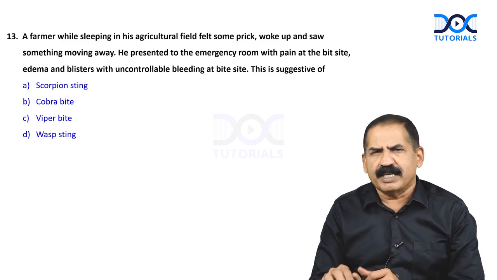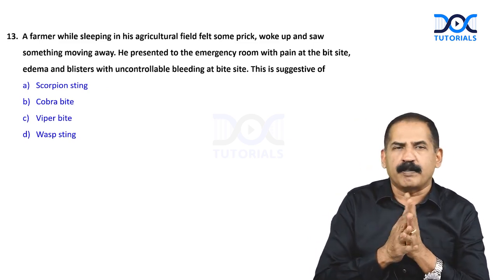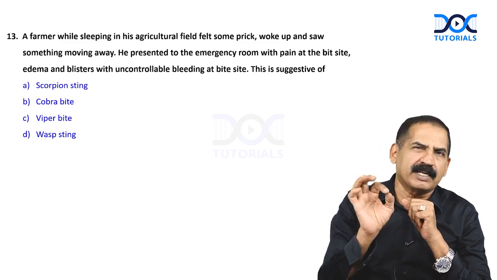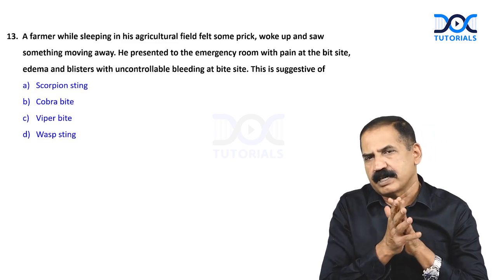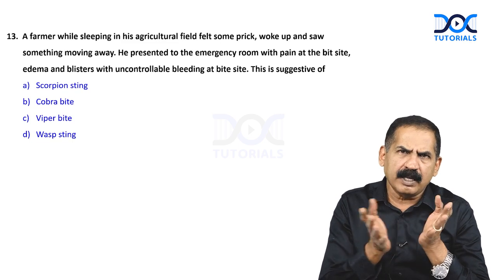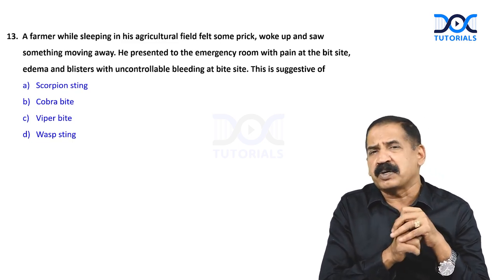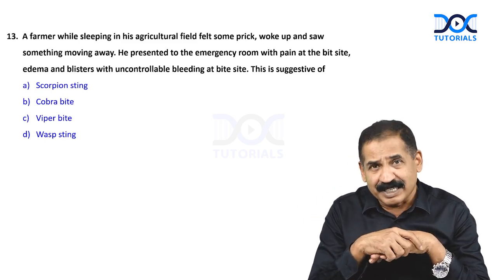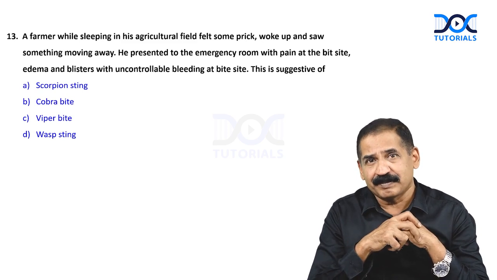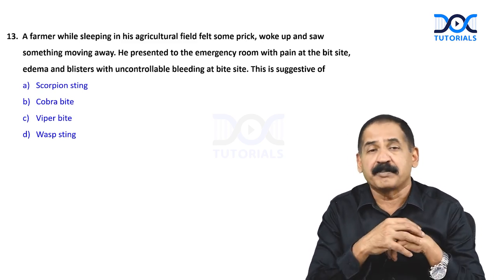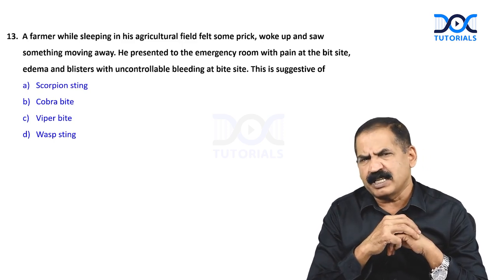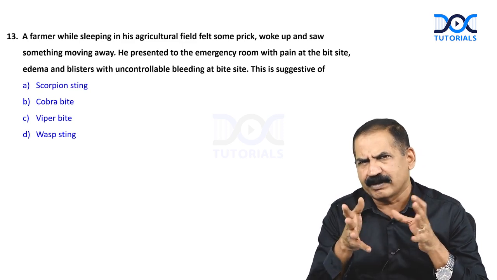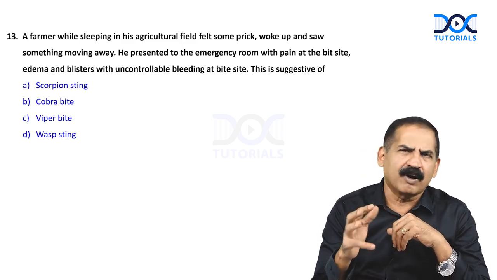A farmer while sleeping in his agricultural field felt some prick, woke up and saw something moving away. He presented to the emergency room with pain at the bite site, edema and blisters and uncontrollable bleeding. I really don't know what is the meaning of uncontrollable bleeding. Normally we say uncontrollable bleeding in case of an incision on a particular artery, say, if the radial artery is cut. Normally we don't see uncontrollable bleeding in case of scorpion sting, viper bite, cobra bite or wasp sting.